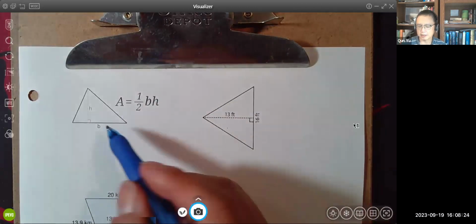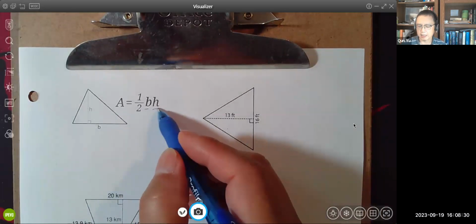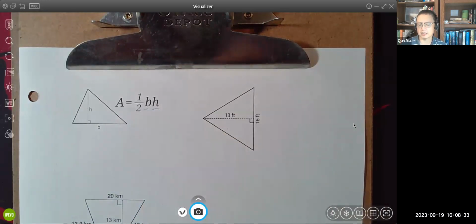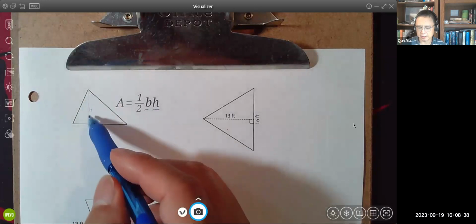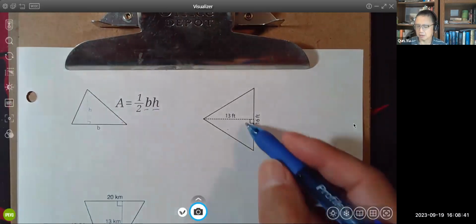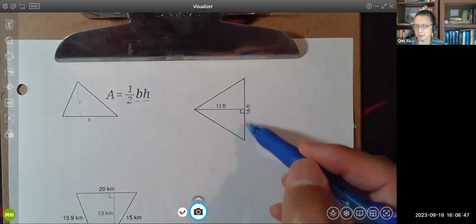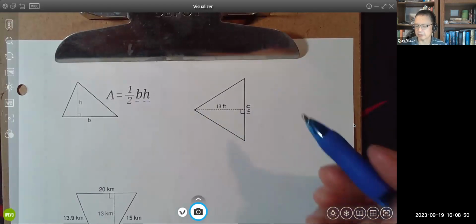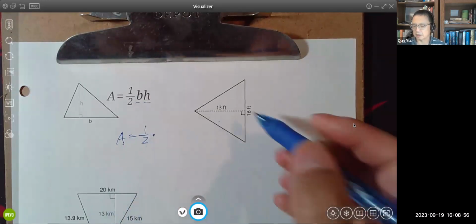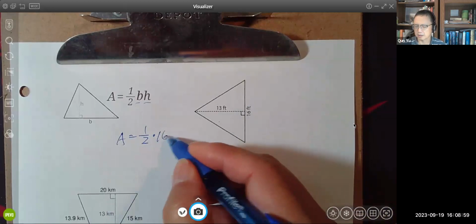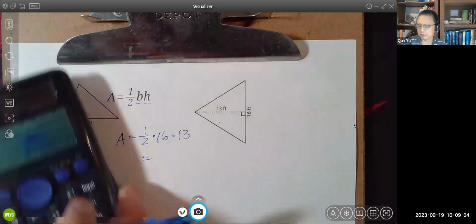The reason I display this formula first before we look at the example is that the base and the height have to be perpendicular to each other. It's not just a number for B and a number for H. So this is the base, this is the height. They have to be perpendicular. Now look at the problem we're going to solve. Apparently this is B, this is H. They are perpendicular. So area equals half times base, which is 16, times height, which is 13. Let's do the calculation. Half times 16 is 8.